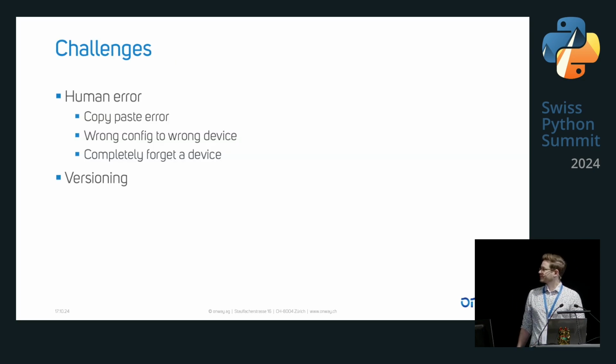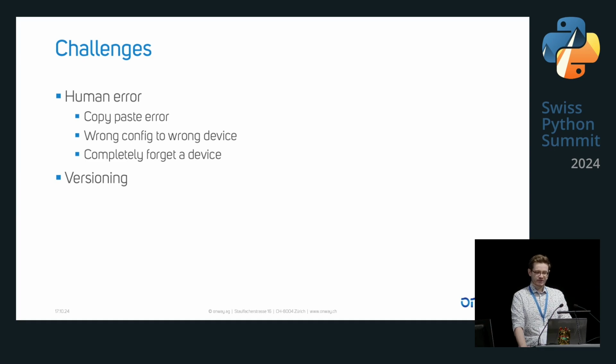Now, there are several challenges we face with this workflow. And as network engineers, we are humans too. And some of the most common mistakes are just basically human error. So it could be that you make some copy-paste mistakes. So when you open your config file, you forget to copy all the lines that you want to apply to the device, and then there's something missing.